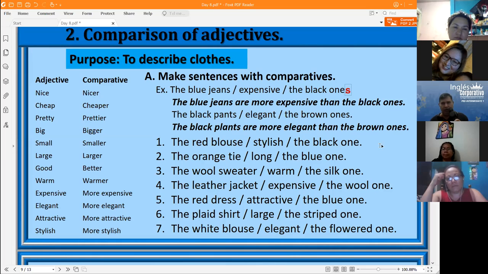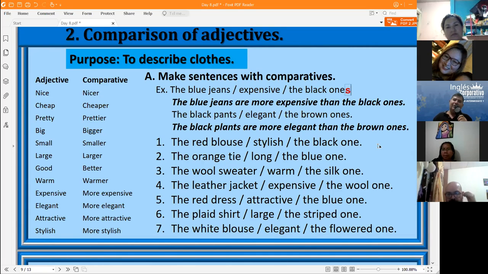Okay, who would like to do number one? Me, teacher. Please go ahead. The red blouse is more stylish than the black one. Very good. Number two. Thank you, Veronica. The orange tie is longer. It's longer than the blue one. Excellent.